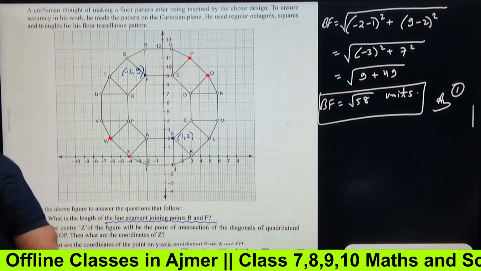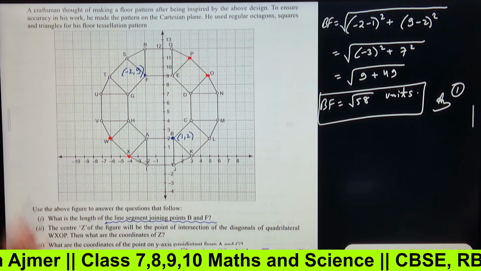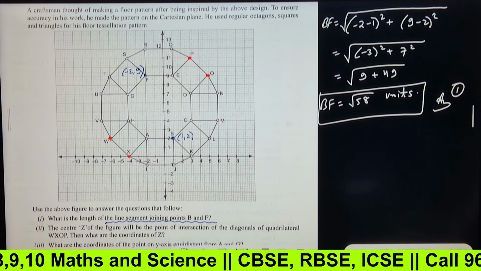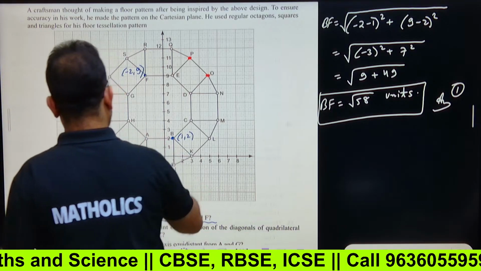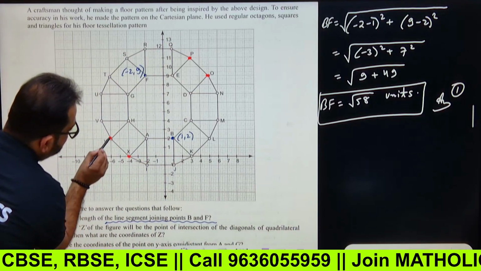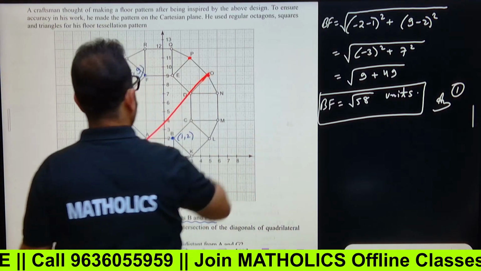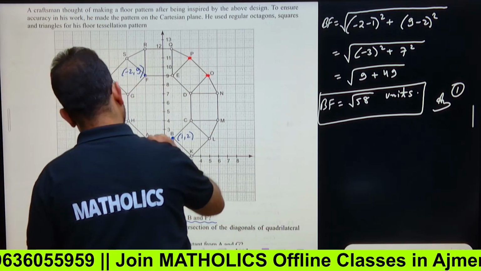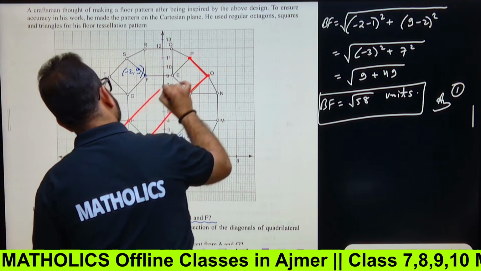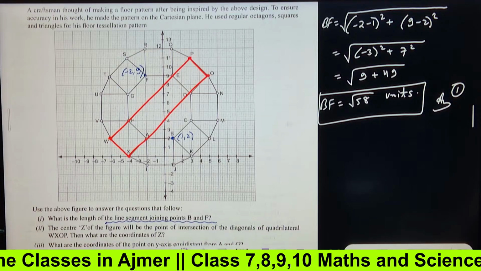So they are saying the center Z of the figure will be the point of intersection of the diagonals of quadrilateral WXOP. Connect W with X, X with O, OP, then W with P. You can see properly this is a quadrilateral, yes or no?